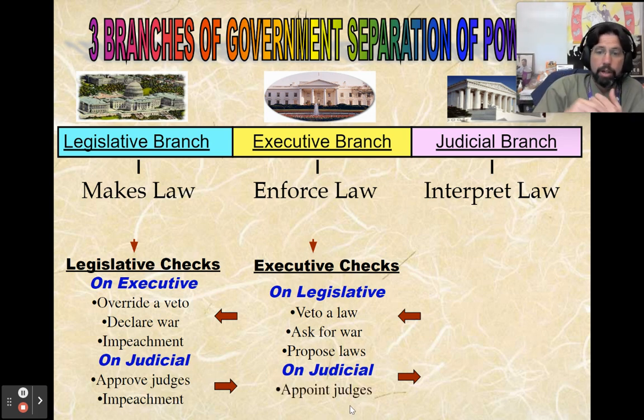Okay, what can Congress do to the Supreme Court? Well, they actually confirm judges. I'm sorry, let me rephrase that. What can the president do to the Supreme Court? They appoint judges. Of course, Congress approves them.